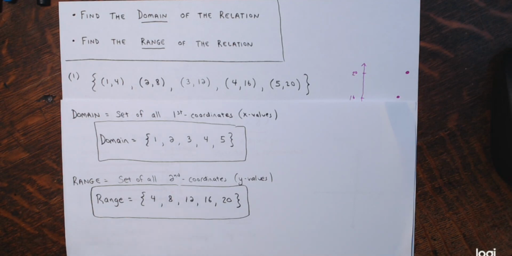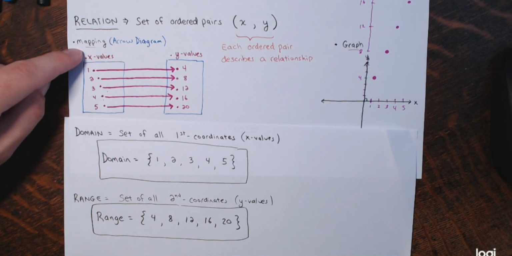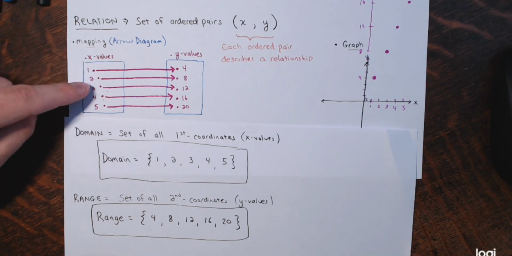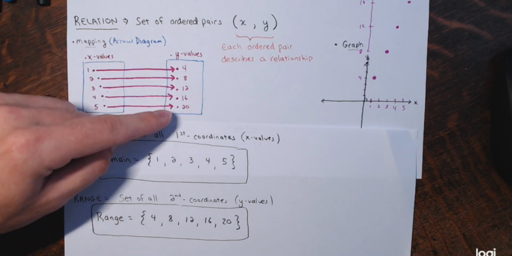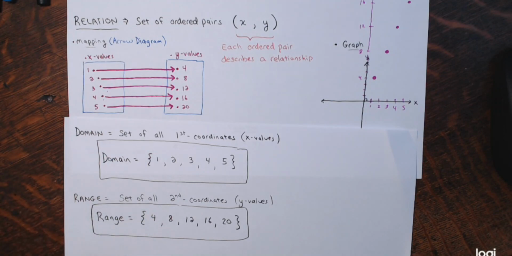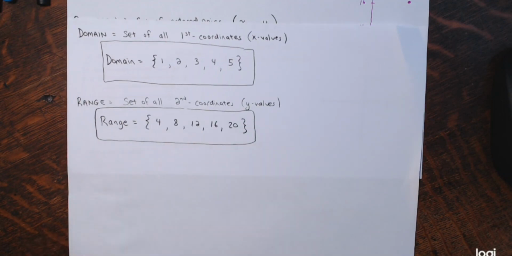Okay, and then you may have noticed that when I did my mapping, my arrow diagram, the box on the left basically just contained the domain elements. The box on the right just contains the range elements. Simple as that. So hopefully pretty easy, especially if we're given a set of ordered pairs.